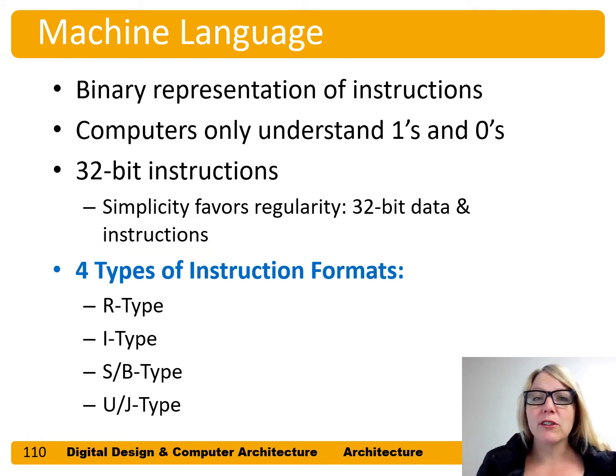RISC-V has 4 types of instruction formats: the R-type instruction format, I-type, and then SB-type and UJ-type of instructions. Technically speaking, each of these is 2 types of instructions, but they're very similar. And we'll talk about those SB-type and UJ-type.